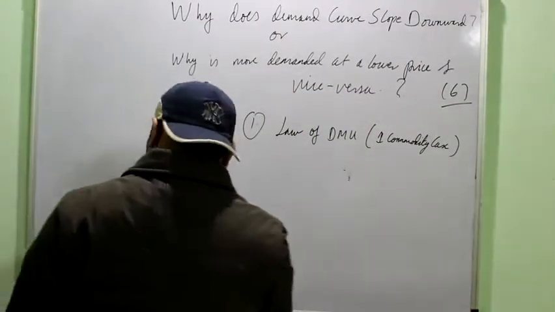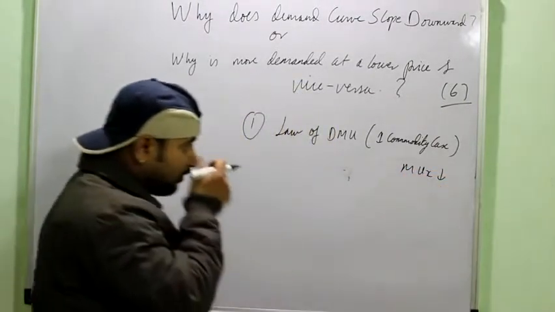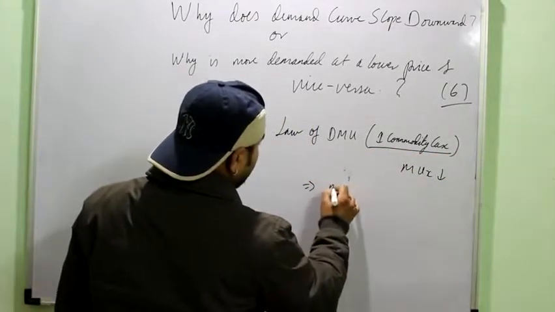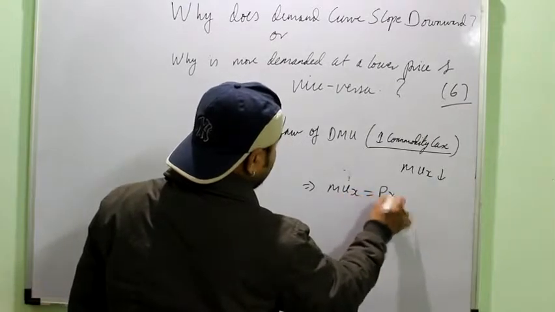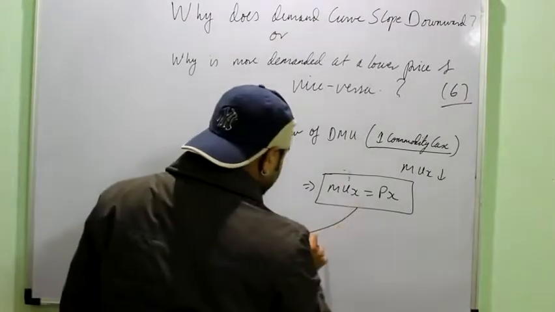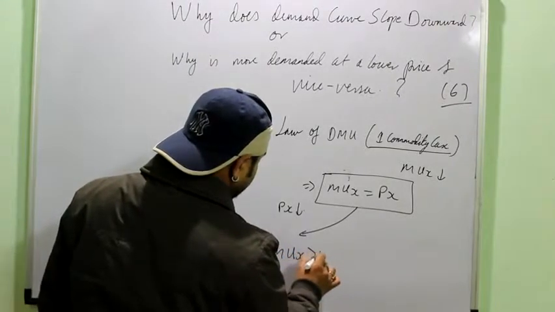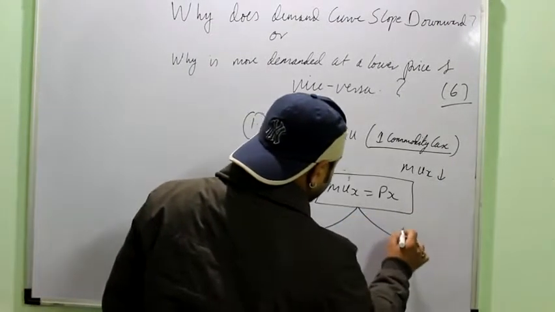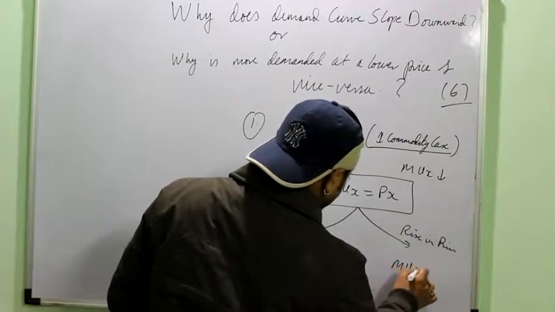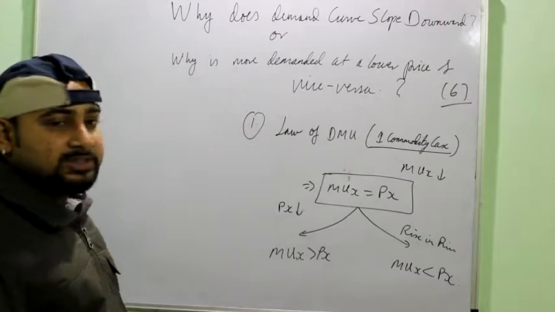Remember, the law of DMU says that as you consume more and more of a commodity, the marginal utility of that commodity, suppose the commodity is X, MUX will decrease. And also the one commodity case says that to be in equilibrium, a consumer has to consume a commodity till MUX is equal to PX, right? Now suppose there is a fall in price. It would create a situation where MUX is more than PX, while if there is a rise in price, it will lead to a situation MUX less than PX, right? And a rational consumer will always try to achieve the equilibrium.